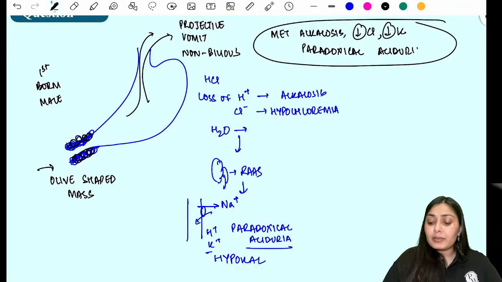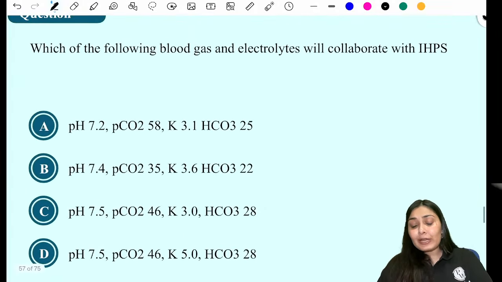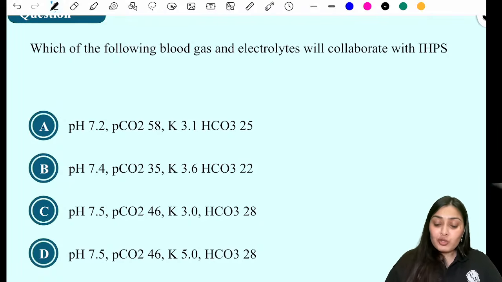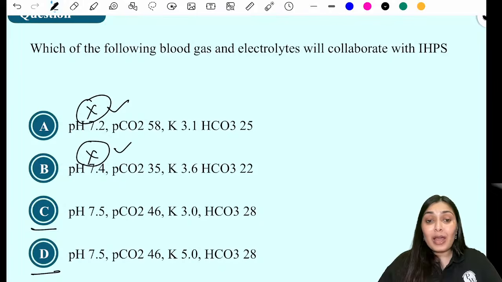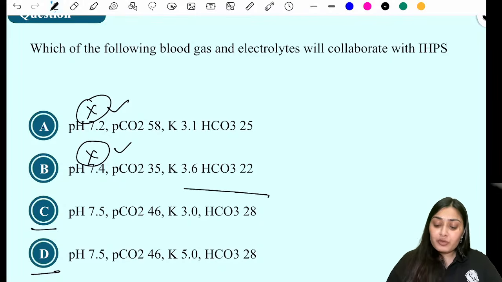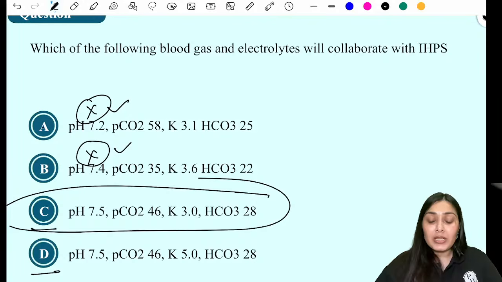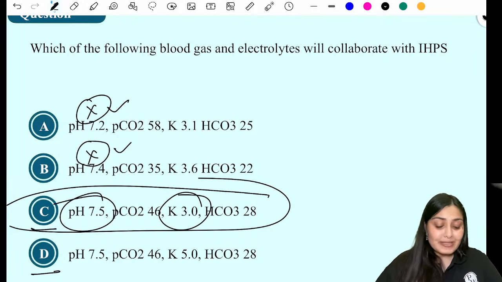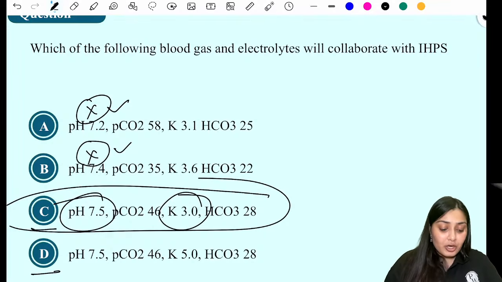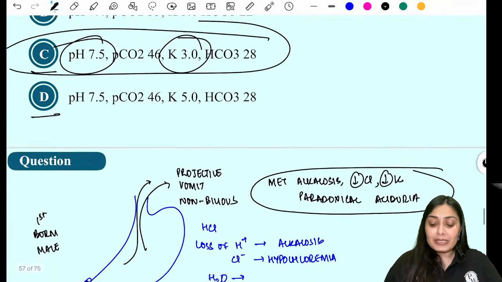So let's go back to our options. Firstly, I know I'm going to have alkalosis. So this option is excluded, and this option is also excluded because this is acidosis, this is normal pH. I'm confused between option C and D. Look at the value of potassium. I know I am going to have hypokalemia. So the best option here is option C. I have hypokalemia and metabolic alkalosis. So option C is the correct answer. Rakshak is right. It's option C.